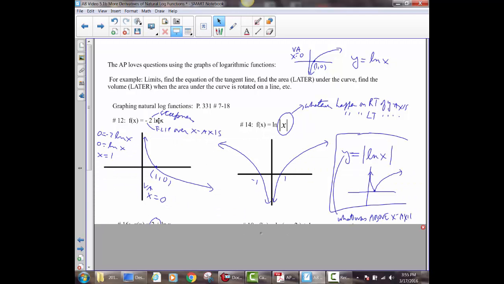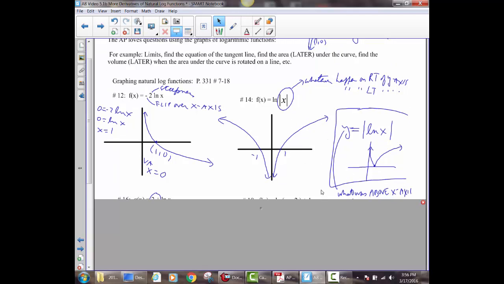So negative 2 ln x, the 2 will make it steeper. The negative will make it flip over the x-axis. So if you have this graph and you flip over the x-axis, you should see that it would look like that. Still the same vertical asymptote, still the same x-intercept. y equals ln of the absolute value of x means that whatever happens on the right of the y-axis when x is positive is going to happen on the left of the y-axis when x is negative, because you're going to take the absolute value of that negative. So I take the right portion of this graph and simply flip it over the y-axis.